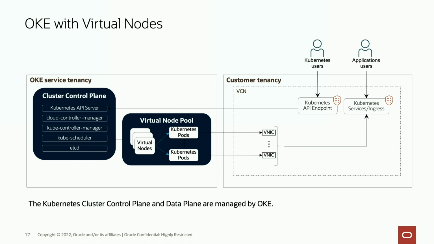So all the resources, the cluster control plane and the pool of virtual nodes, run in the OKE service tenancy. And so in your tenancy, you just have the VNICs that represent the pods that are connected in your VCN. So there are resources that represent your pods and the virtual nodes that run in your tenancy, but not actual compute resources.